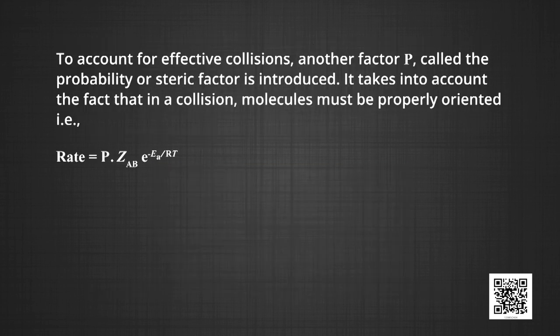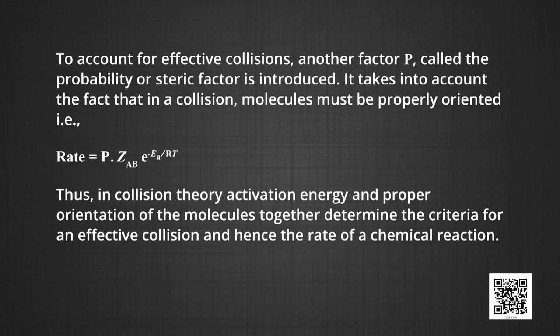To account for the effective collisions, another factor P, called the probability or the steric factor, is introduced. It takes into account the fact that in a collision, molecules must be properly oriented. So now the expression is rate is equal to P into ZAB exponent raised to power minus Ea by RT. Thus, in collision theory, activation energy and the proper orientation of the molecules together determine the criteria for an effective collision and hence the rate of a chemical reaction.